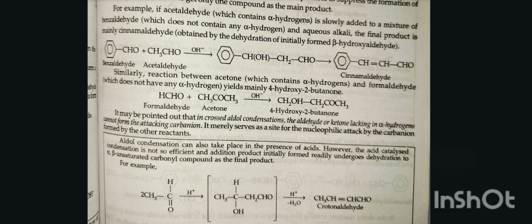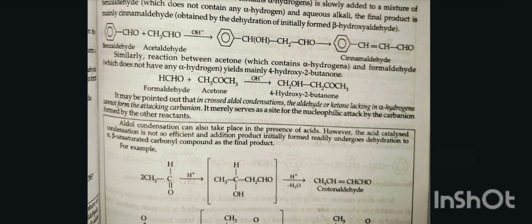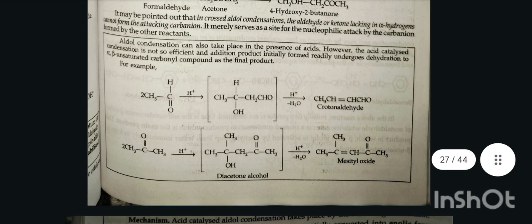Benzaldehyde plus acetaldehyde in the presence of OH- gives C6H5CH=CHCHO, cinnamaldehyde. Similarly, the reaction between acetone, which contains alpha hydrogens, and formaldehyde, which does not have any alpha hydrogen, yields mainly 4-hydroxy-2-butanone. Formaldehyde plus acetone with OH- gives 4-hydroxy-2-butanone. It may be pointed out that in cross-aldol condensation, the aldehyde or ketone lacking alpha hydrogens cannot form the attacking carbanion. It merely serves as a site for the nucleophilic attack by the carbanion formed by the other reactant.